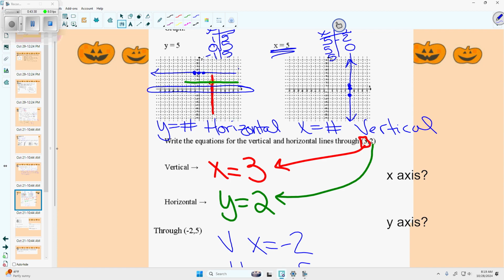Horizontal. So what's it got to be? X equals or y equals? Horizontal. Y equals. Okay, what does y equal along that x-axis? 0.